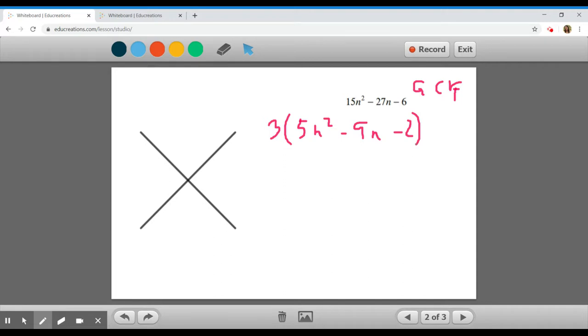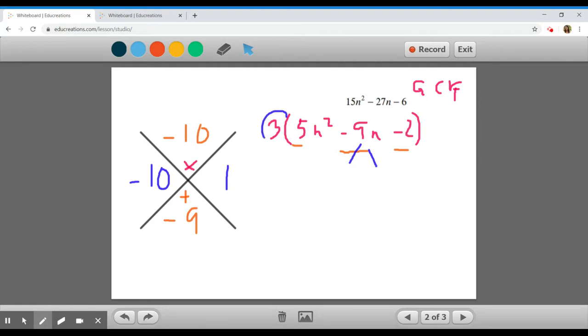We still proceed with our X box or our diamond or whatever you want to call it, looking for values that multiply to the product of A and C, so multiply to -10 and add up to B. Add up to -9. Just like last time, we're thinking about negatives at this point. We're going to end up working with -10 and +1. So just like last time, we're going to use that information to split our middle term.